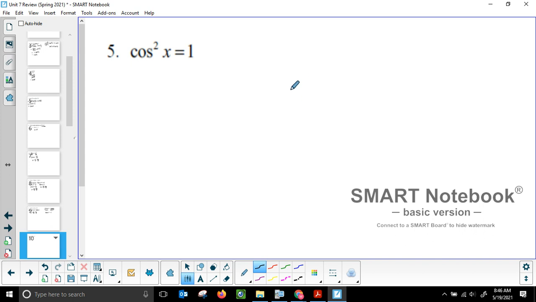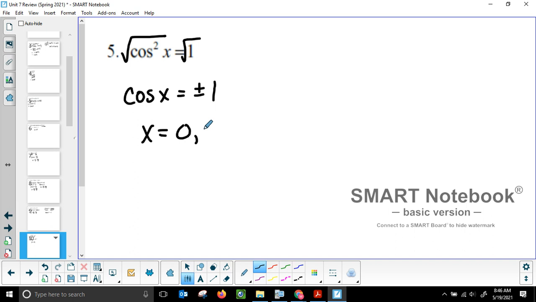Okay, so cosine squared x is equal to 1. To undo a square, we can just take a square root, and we have to do that on both sides. So here we get cosine of x is equal to plus or minus 1. Cosine of x is positive 1 at 0 and is negative 1 at pi. And we are done.